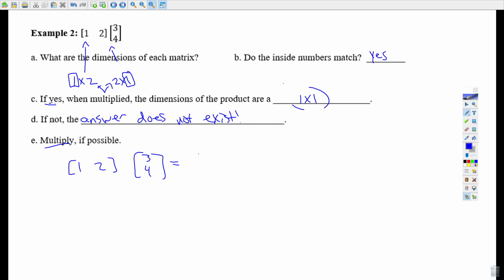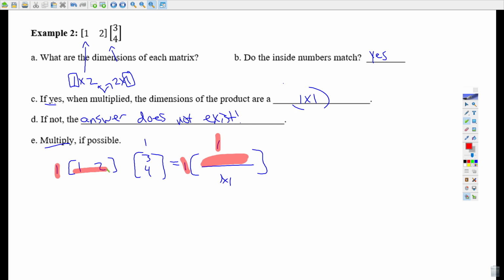How do we multiply them together? We only have one blank spot. This is a 1 by 1. One row, one column. Over here, we only have one row and one column. So to get this blank spot here, we go across the row, across the first column, or down the first column.